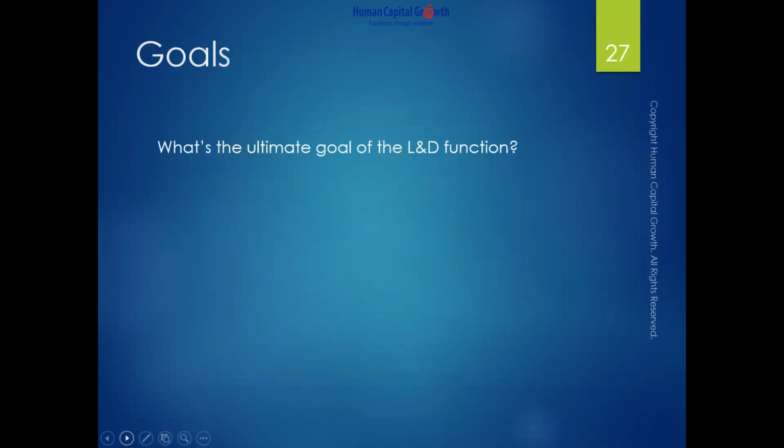So next I want to talk about the skills that are required to drive this kind of digitization effort. There's just really a lot of detail here, but I'll talk about a few skills that we have found to be very helpful when you think about digitizing learning. So let's start with what is the ultimate goal of the L&D function?